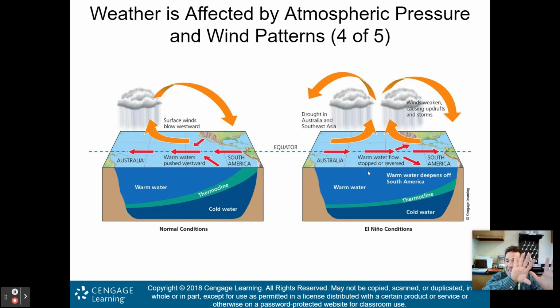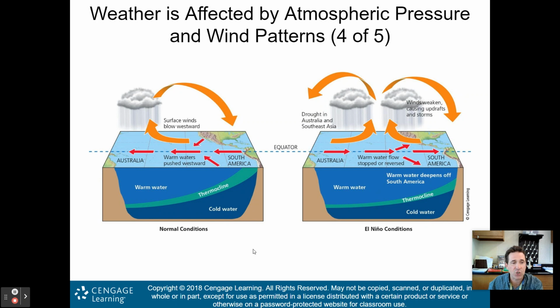Because that rain has shifted east, you actually get drought in Australia and Southeast Asia because the warmer water has shifted east, taking the showers, the thunderstorms, the rain with it. All right, so those are the differences between a normal condition and an El Nino condition in the Pacific.